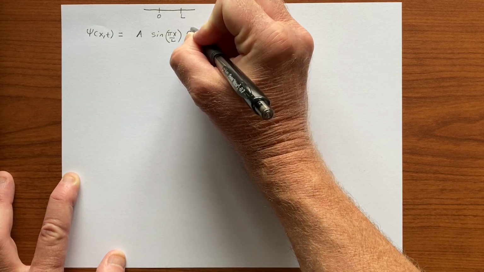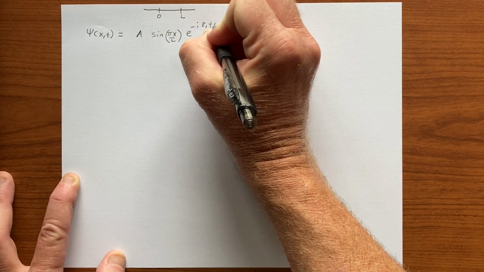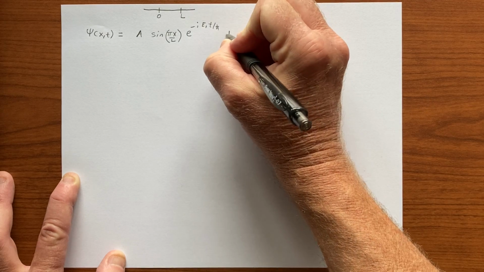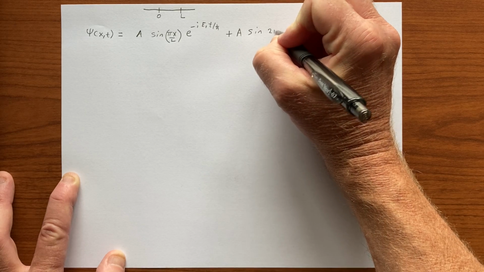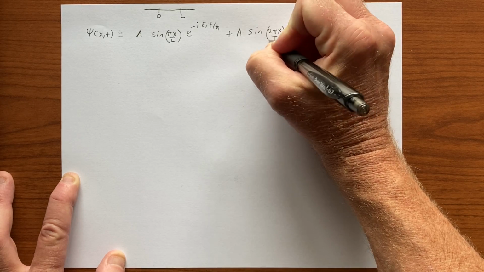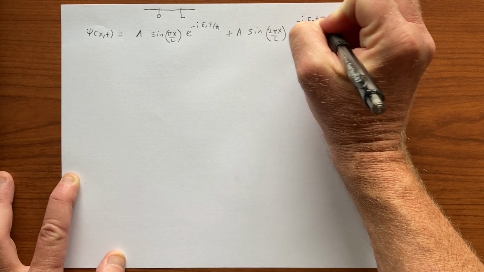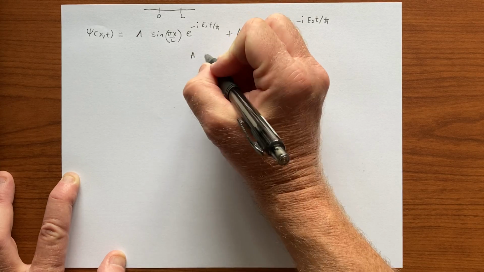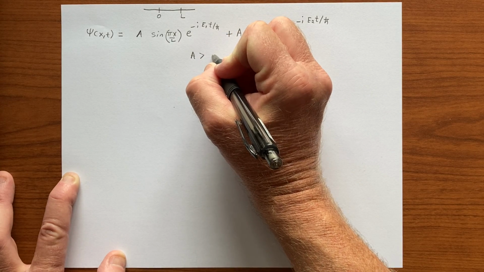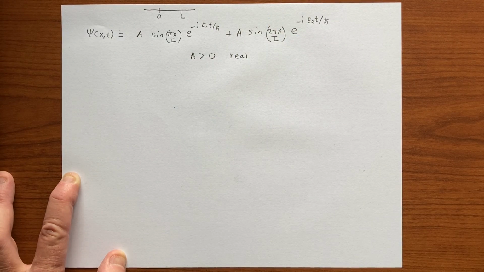We'll make this a superposition clearly of n equals 1 and n equals 2. So we have sine of 2 pi x over L e to the minus i E2 t over h bar. Maybe we can say that A is some positive real number. Doesn't really matter.